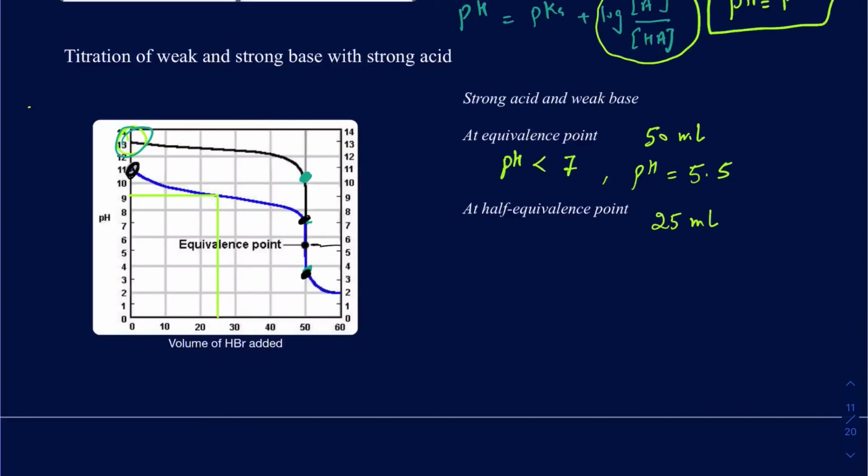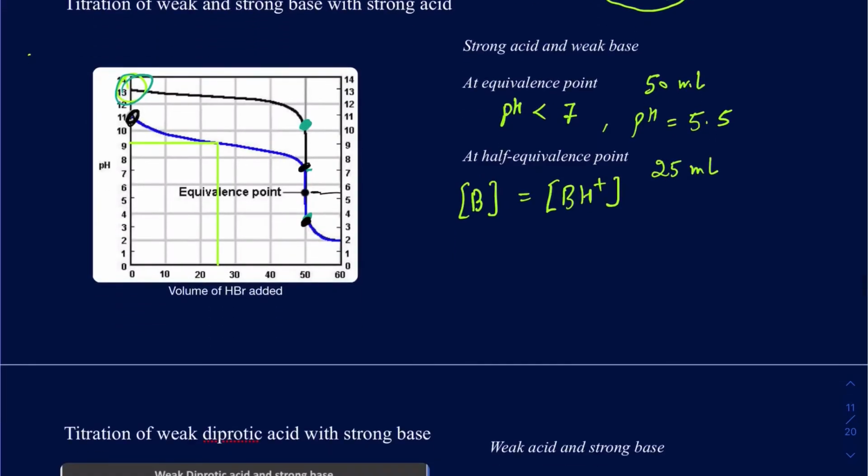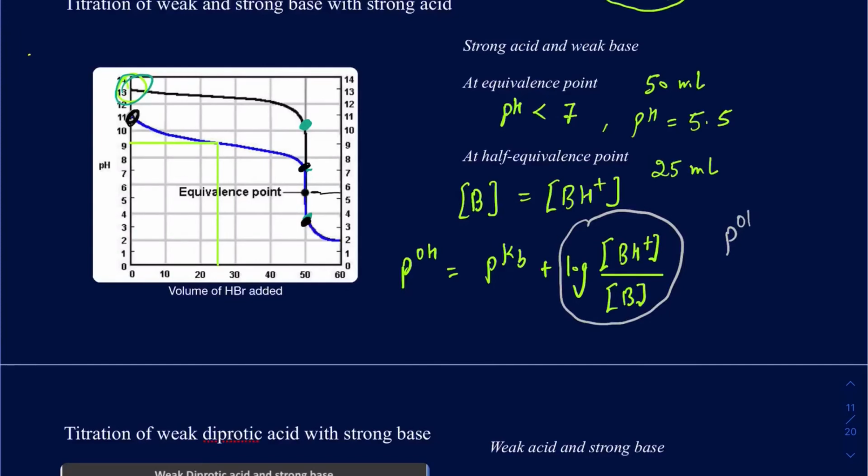So at half equivalence point, the base and its conjugate acid, so I'll write down BH+, are going to be equal to one another. And if I want to write this in terms of your pOH equation for the Henderson-Hasselbalch, it's going to be pOH equals pKb plus log of your conjugate acid, BH+, divided by the base. Now I know the base and the conjugate acid are the same at half equivalence point, so their ratio is going to be 1, and log 1 is 0, so that means your pOH is going to be equal to the pKb of that particular base.